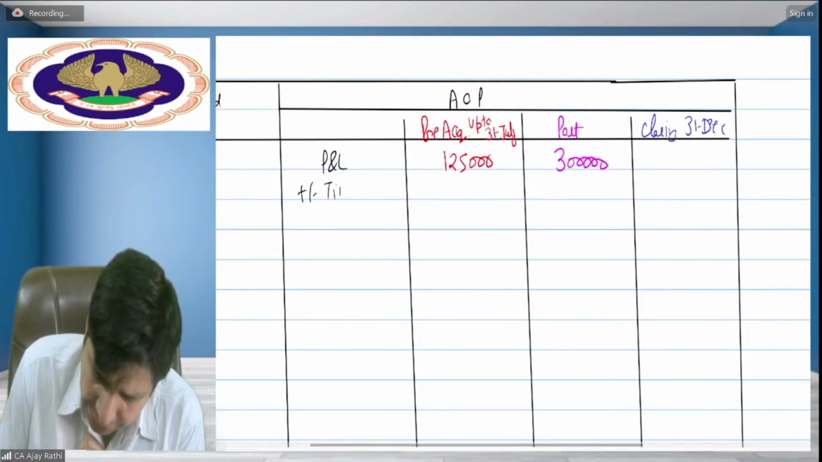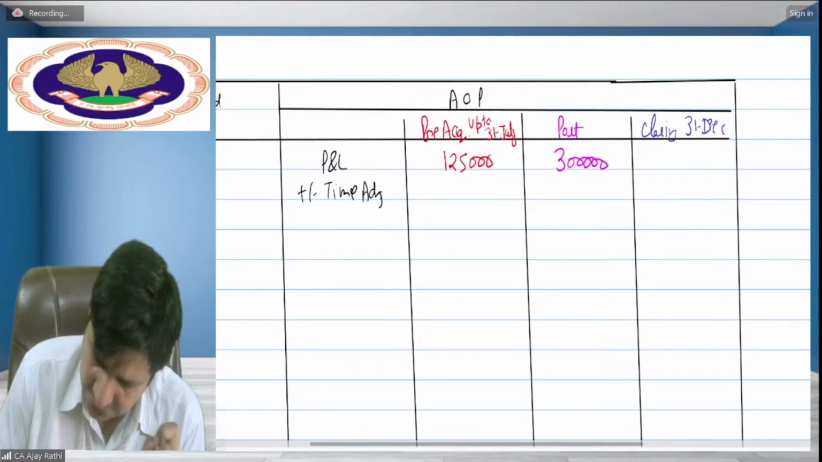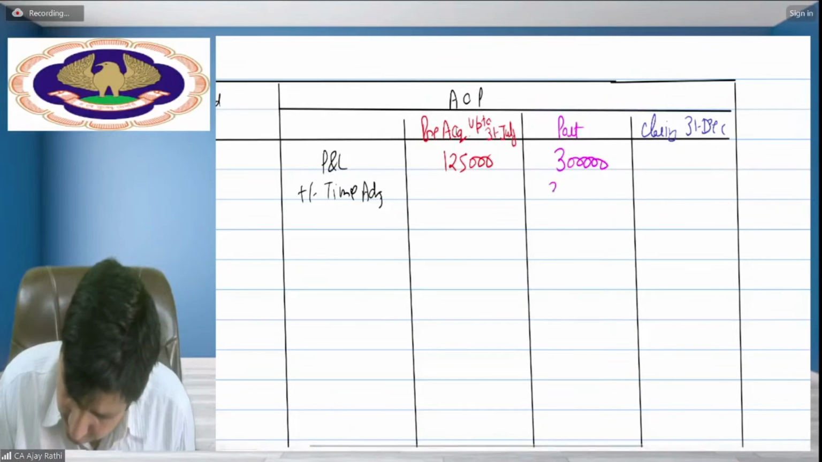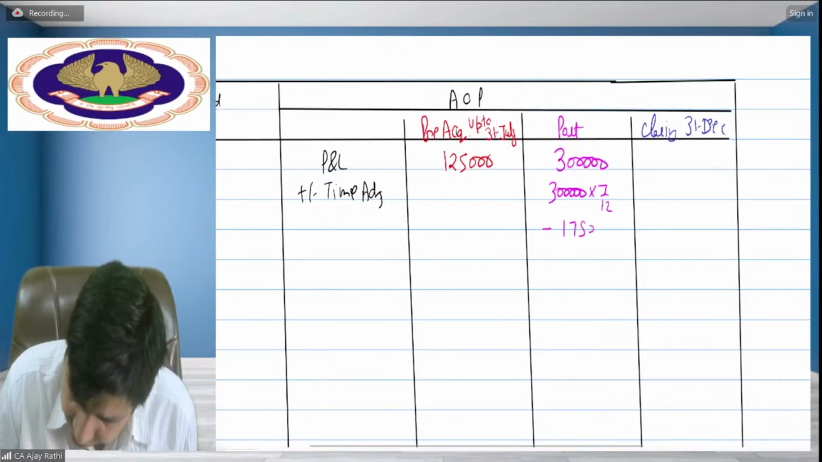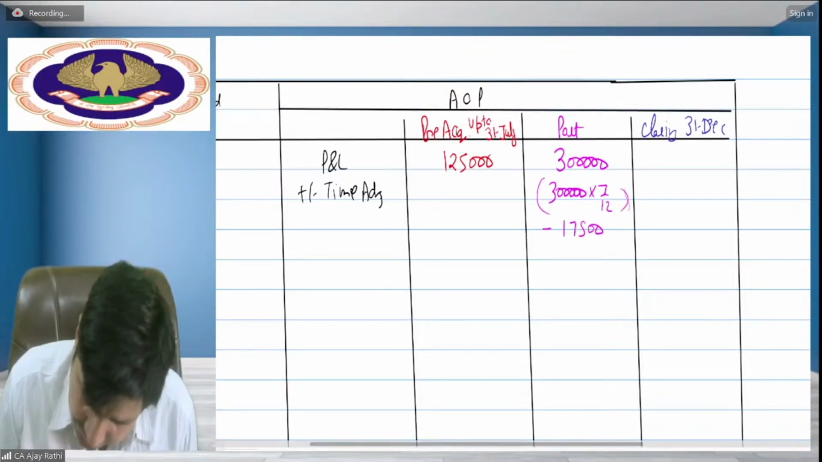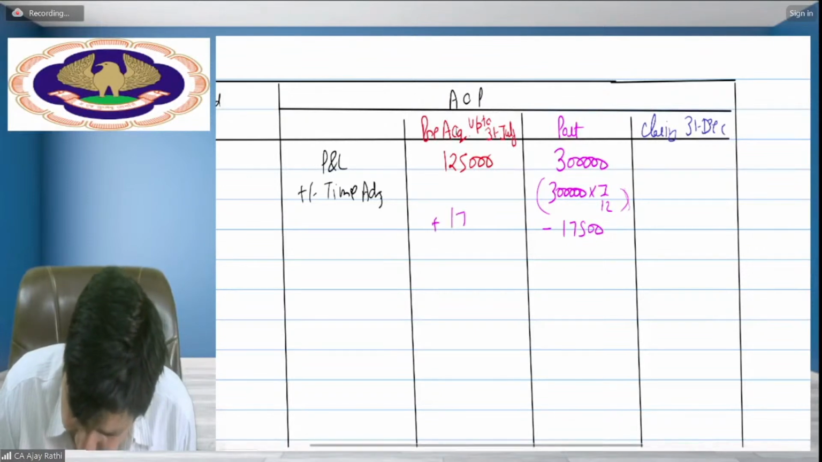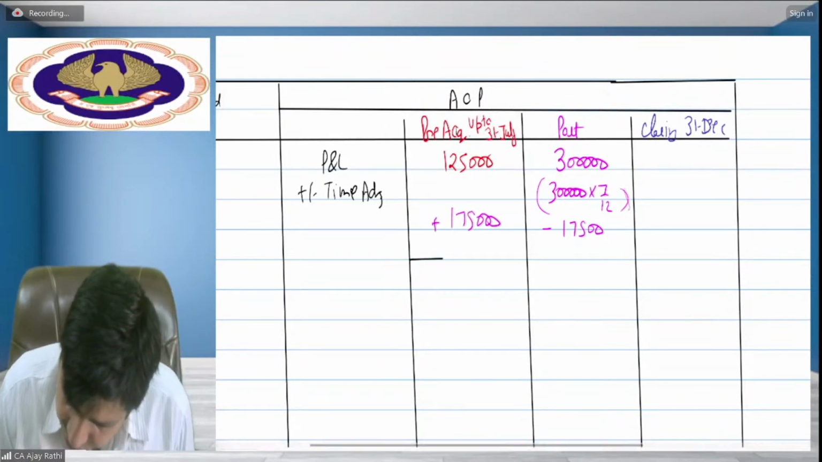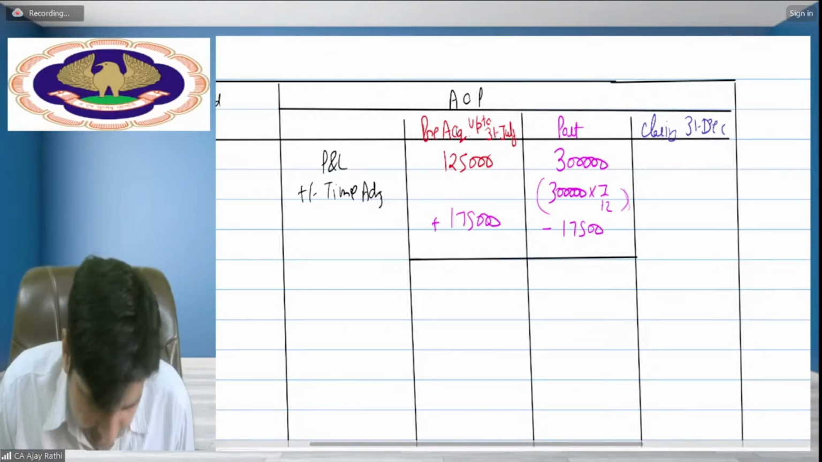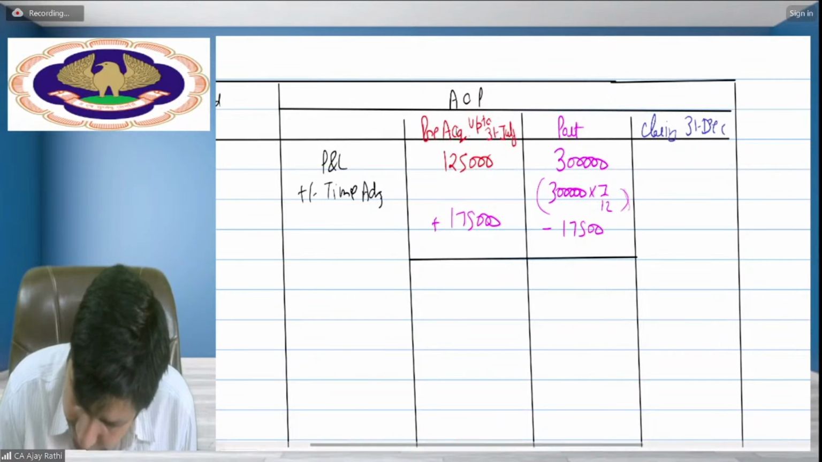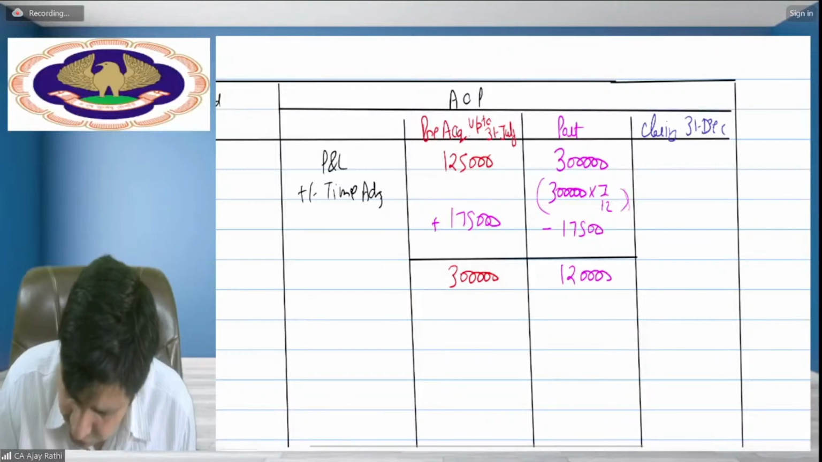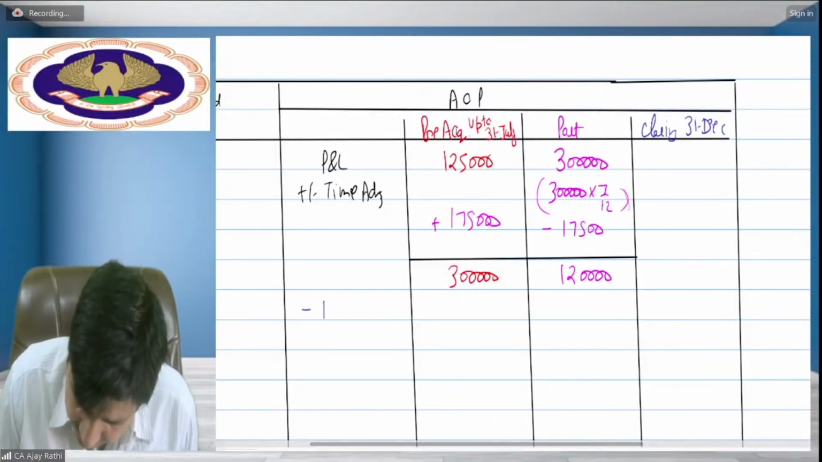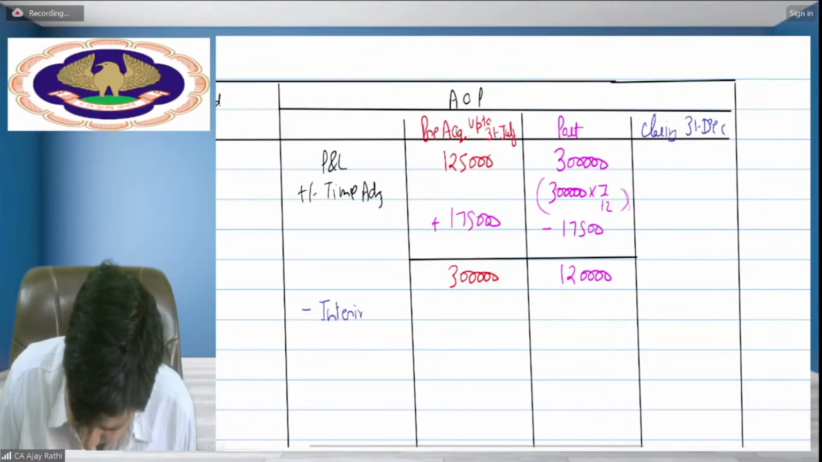Of course, beta, we have to apply the time adjustment, and we have to reduce 3 lakh multiplied by 7 divided by 12. That is 1,75,000 from here, and that has to be added to the pre-acquisition period, 1,75,000. In that case only we shall be able to find the correct profit, that is 3 lakh, and for this 1,25,000. This is the situation. Now it's time to reduce the dividend, and the dividend here is interim dividend.